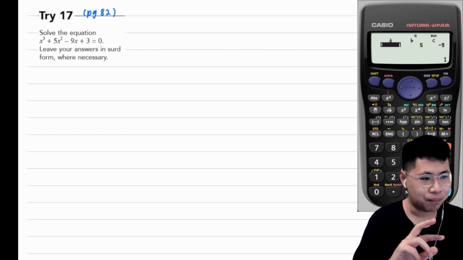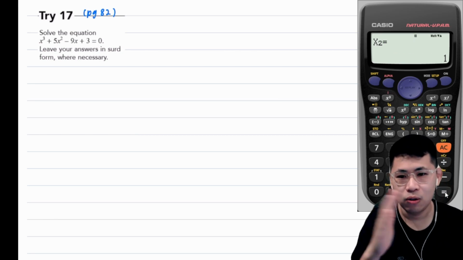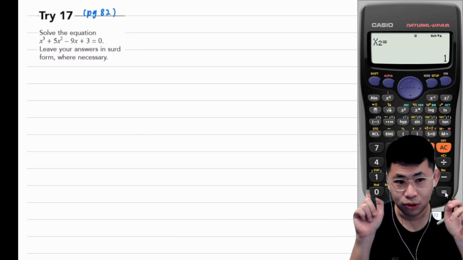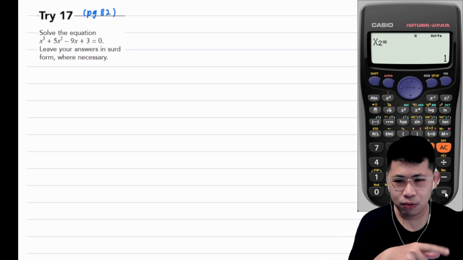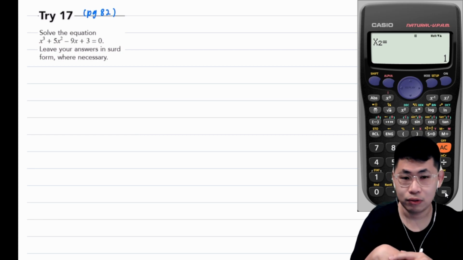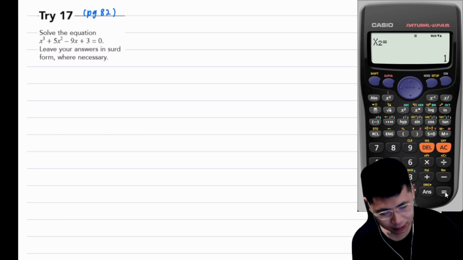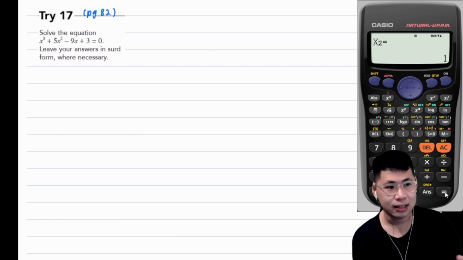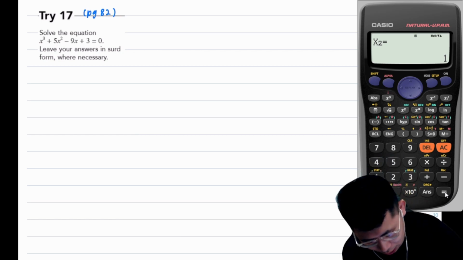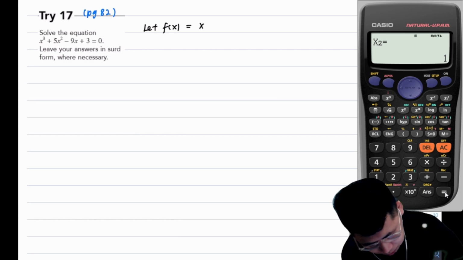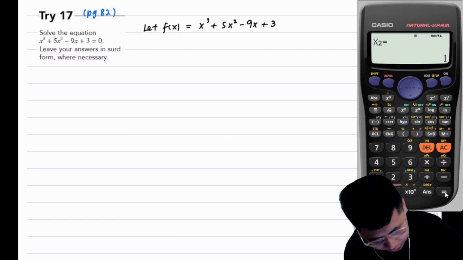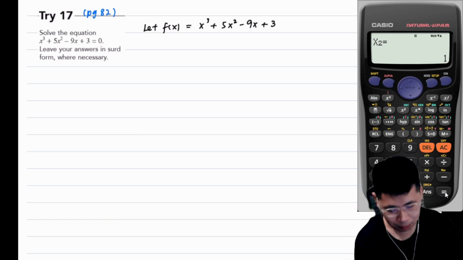So with this, just now we could technically use either 1 or 3 for our first root. For this case, I think we will most definitely have to use 1 for our first root. Let us try and get 1 as our first root first. So let f(x) equals x cubed plus 5x squared minus 9x plus 3. Let this be equal to this polynomial first.